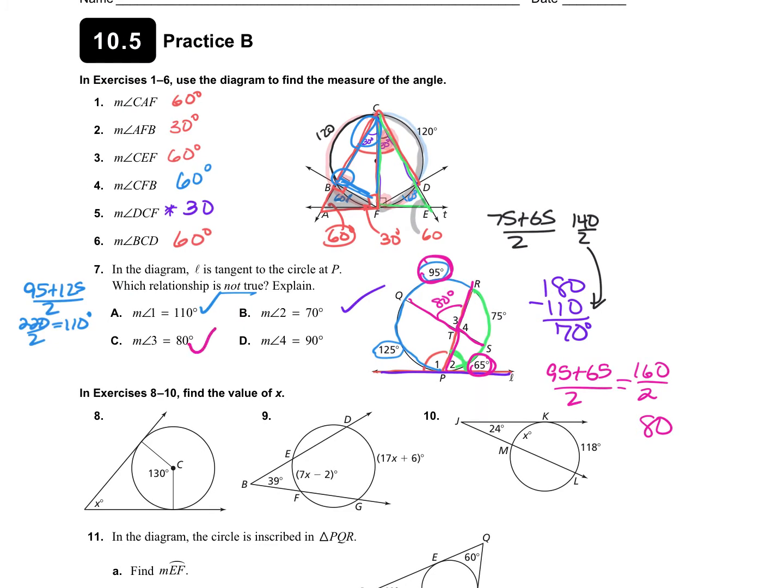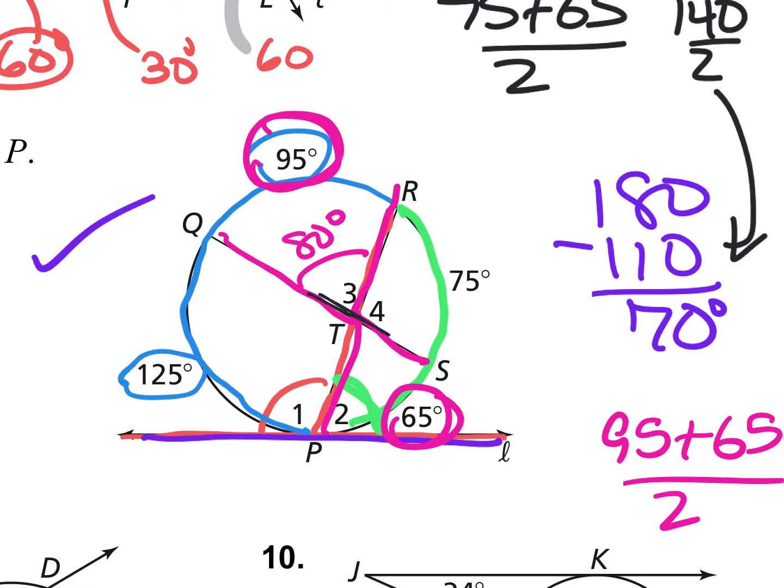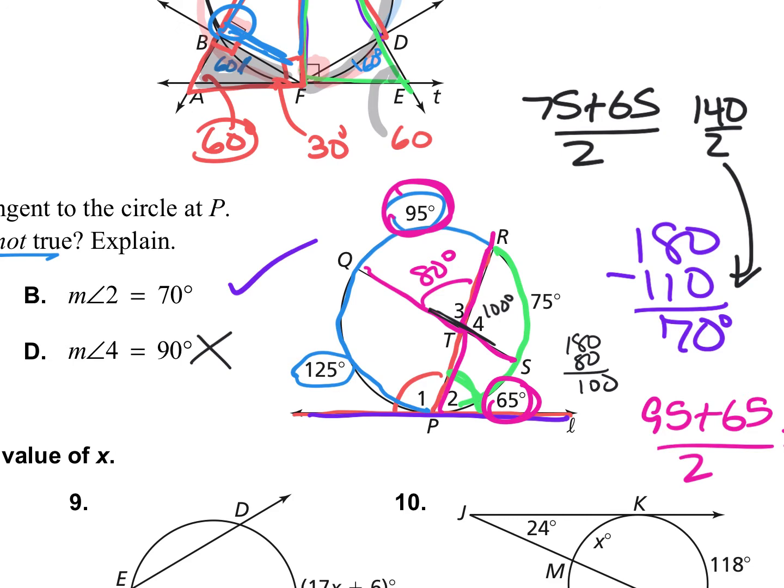And now the last one, obviously, answer choice D is wrong. So notice 3 and 4, again, form a straight line, a straight angle here. The fastest way to find 4 would just be to do 180 minus 80, and angle 4 should be 100. Notice they told me it was 90, so that's the one that's wrong.